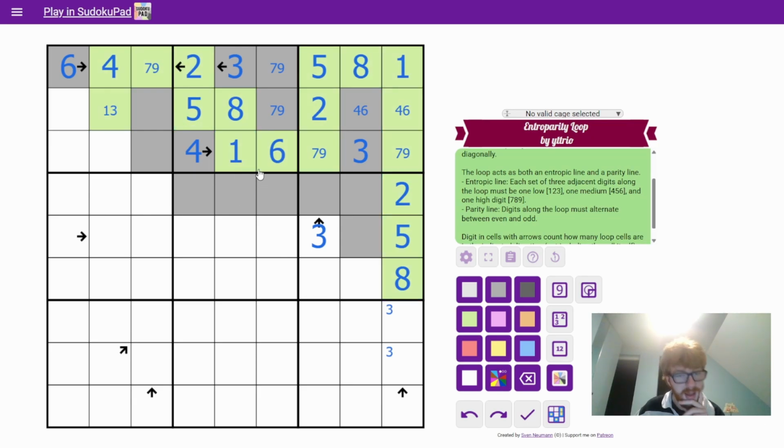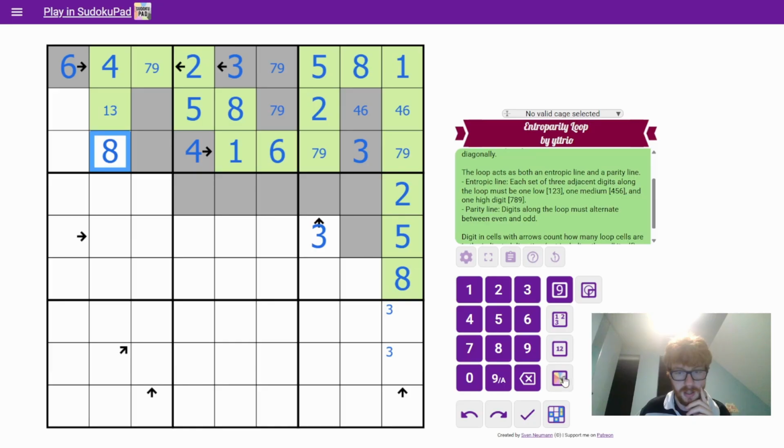So what now? Right, after low comes... Oh, the next one is an 8, isn't it? Low comes high, even. That must be an 8, so that must be an 8. But we can never reach that cell anymore. After an 8 comes a medium odd digit, so it must be a 5.